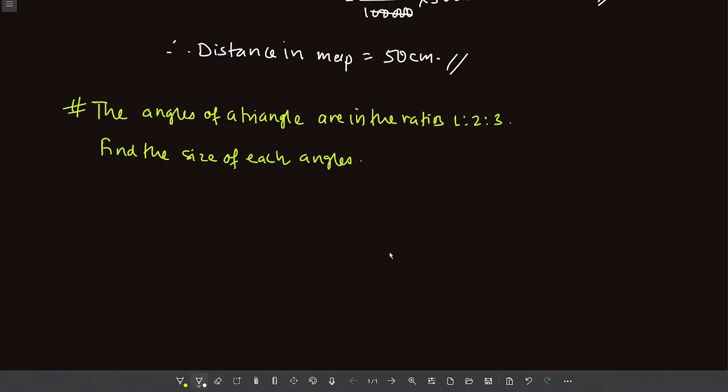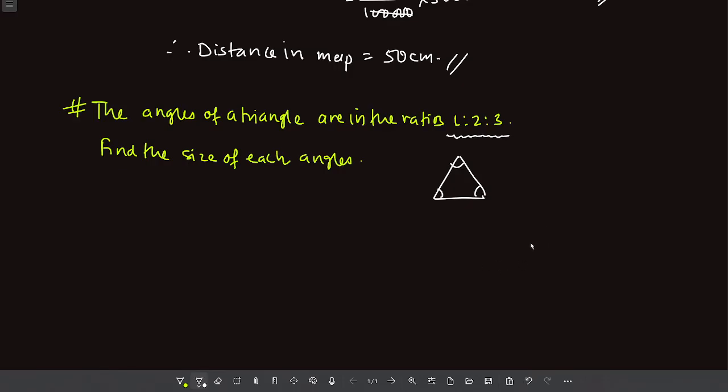Do you have any idea how it can be done? The ratio of angles of the triangle is given here. What is the sum of angles of a triangle? If this is a triangle, then what will be the sum of all these angles? 180 degrees. Okay. Now the angles are in the ratio of 1 is to 2 is to 3, and 1 is to 2 is to 3 means it is not the actual value. It is not the exact value. So this type of ratio is found by cancelling the common divisor, right?